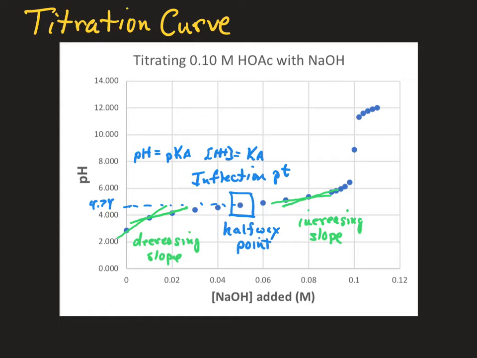We have titrated half of our acid, and we have equal concentrations of acid and base. At this point, the concentration of the acid form of acetic acid is equal to the concentration of the conjugate base form.